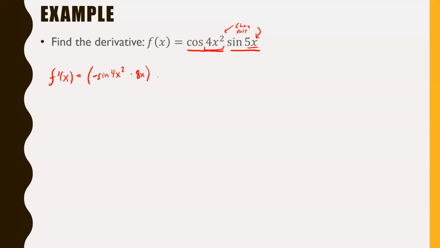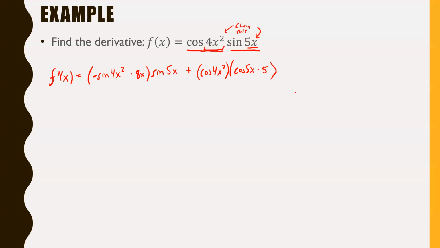So we're going to times this now by the original second piece, so sine 5x. And then we're going to add the first thing, which is cosine 4x squared. Maybe I'll even put that in brackets, times by the derivative of the second piece. So once again, this second piece here, sine 5x, that's going to be a chain rule piece. So let's take the derivative of the outside of that thing first. The derivative of sine 5x would be cos 5x. But then we have to times by the derivative of the inside of that. Well, the derivative of 5x would be 5.